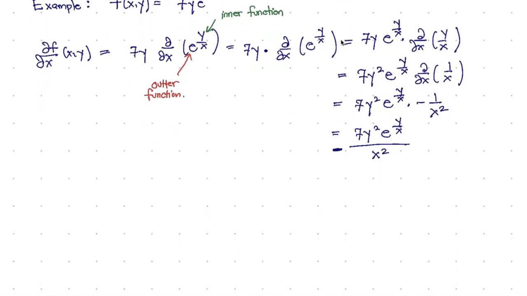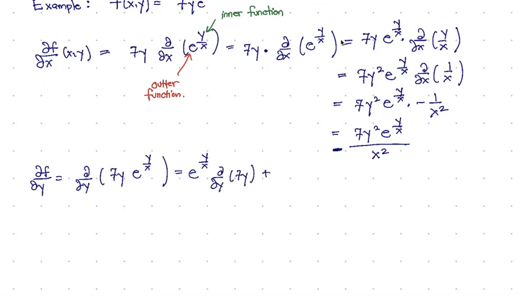The derivative with respect to y would be a little bit different. The reason is, since now we're varying y, notice the following. We have a product between 7y and e to the y over x, both of which are functions that contain the variable y. And so we would first of all have to take the derivative of the 7y and then add it to 7y times the derivative of the e to the y over x with respect to y, not x.